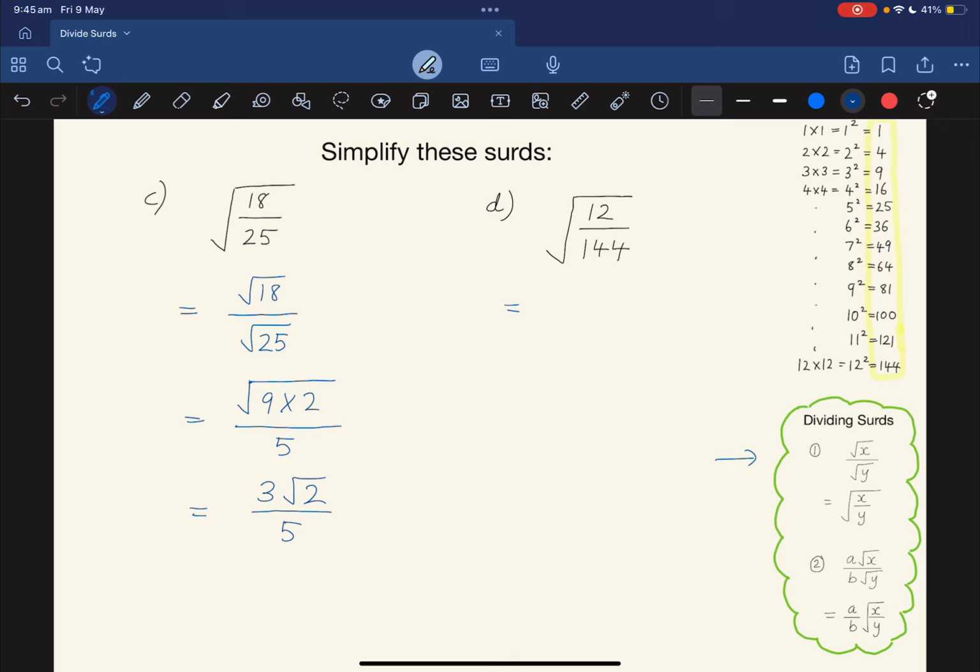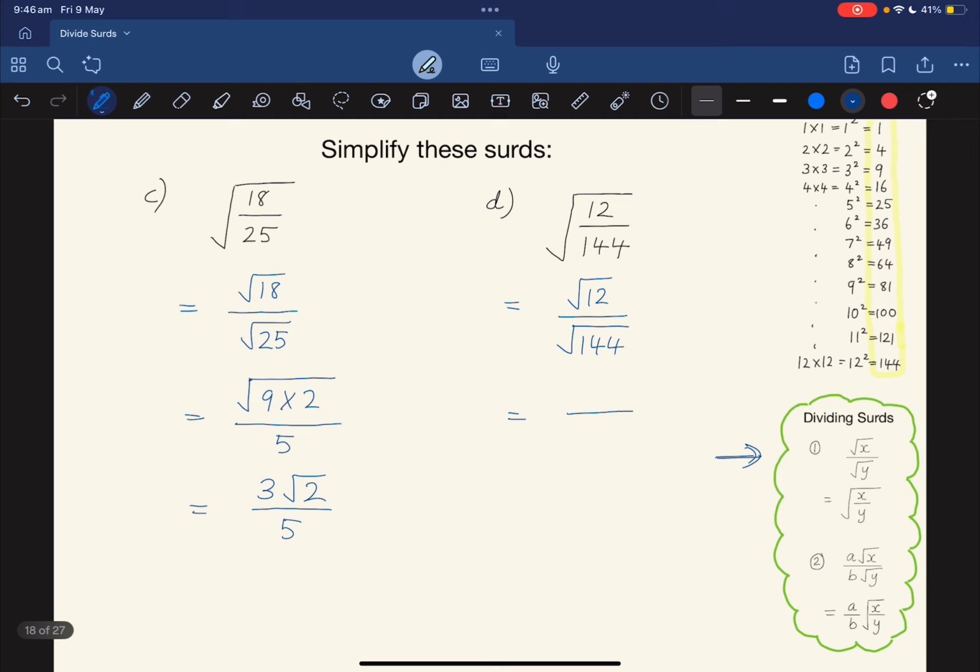Now, root 12 on 144, looking under here, I can't make that any simpler. I'm going to use my rule 1 down here, root 12 on root 144, and I'm seeing a square number. Okay, root 144 on the denominator. 144 is a square number. 12 is the square root.